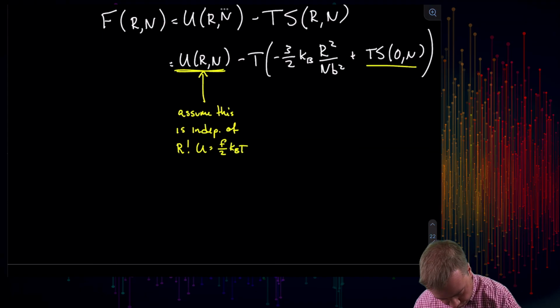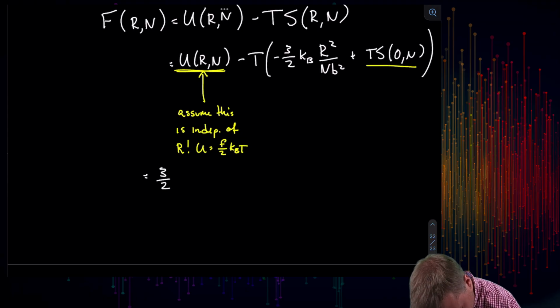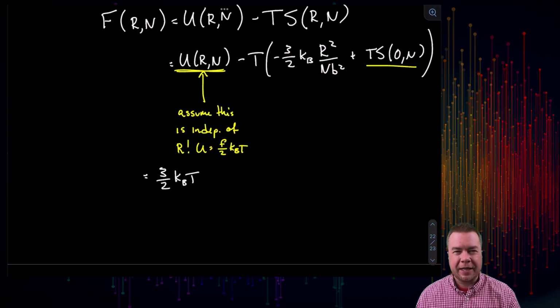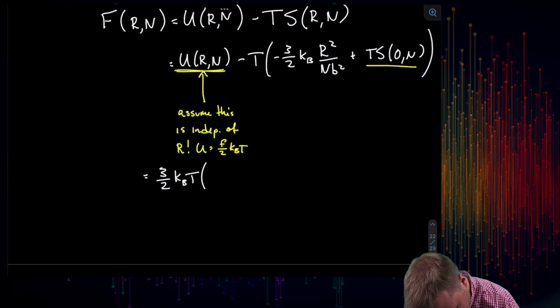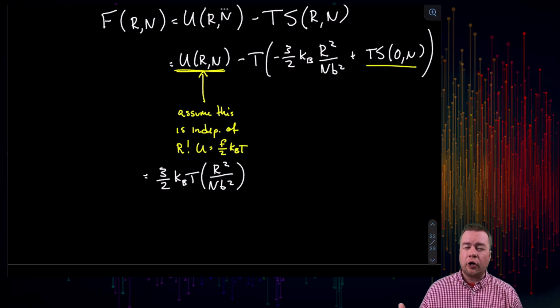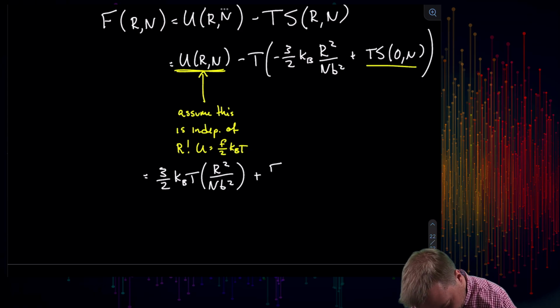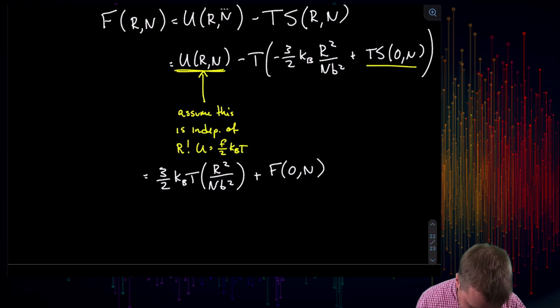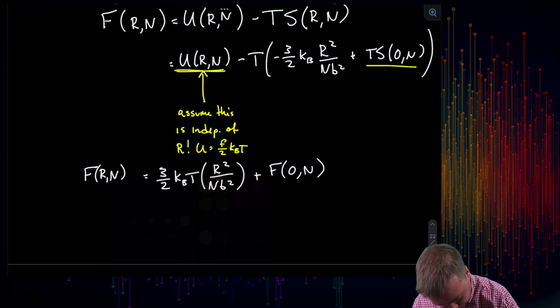And so our free energy is going to look like, well, let's write it in a different order. We'll have 3/2 kBT. I like to keep the kBT's together. Times R squared over N B squared. And then the rest of those terms that don't depend on the size of the chain will just be some free energy of just having those N monomers there. So this is the free energy of our polymer chain.